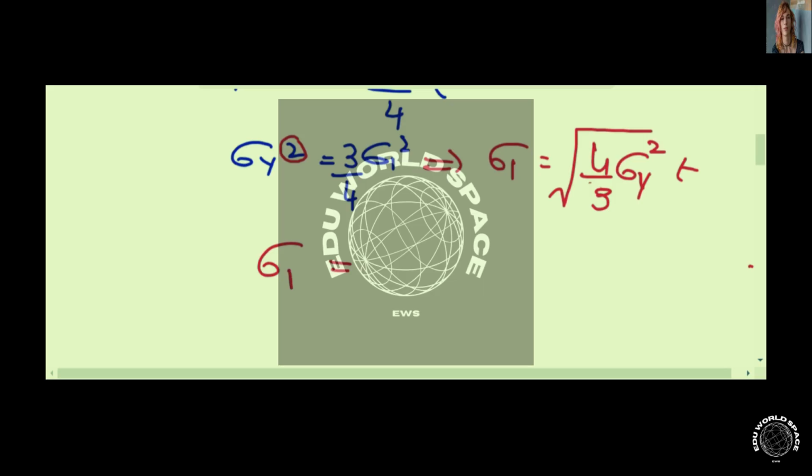Just plug it back over here and we'll get that sigma sub 1 is equal to 1.0699 times 10 raised to the power 3 megapascals, and that is approximately equal to 1.07 gigapascals. So this concludes our answer for the second part of the problem.